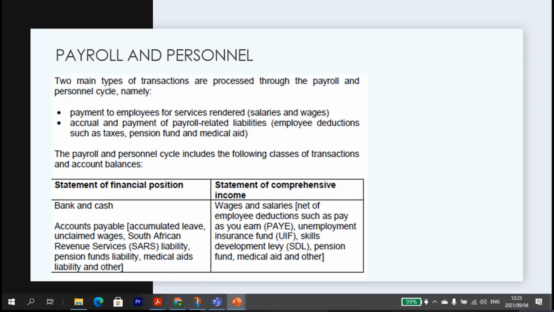And inventory count, and also physical controls. Okay, cool. So we're getting to another cycle.